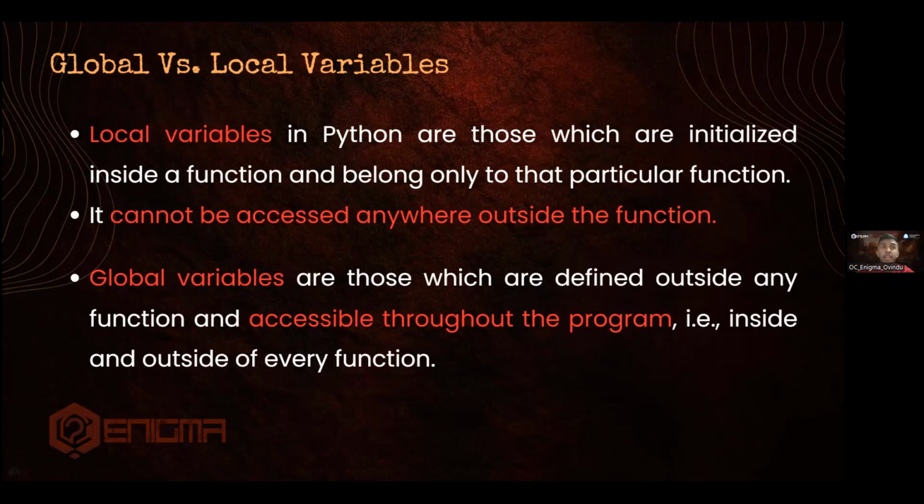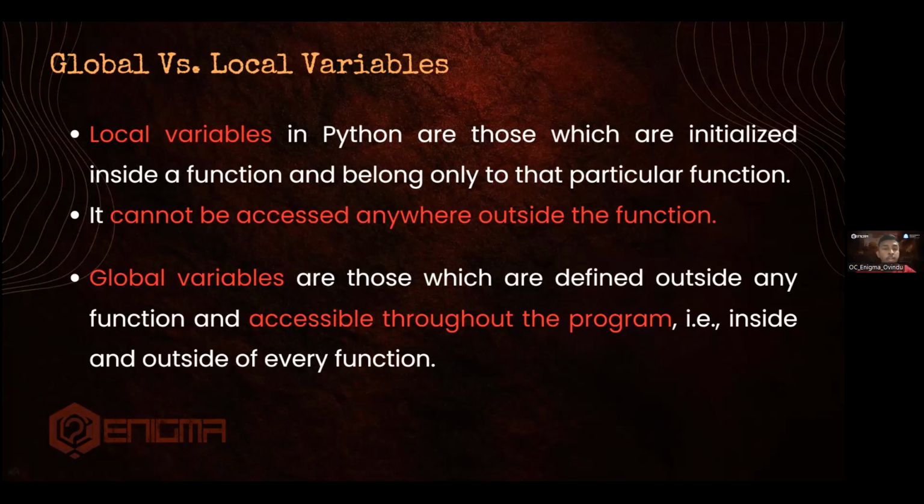So the only inputs to your function will be the parameters which you put in, and the only outputs will be those which are returned by the return statement. This is where global and local variables come into play. Local variables in Python are those which are initialized inside a function.